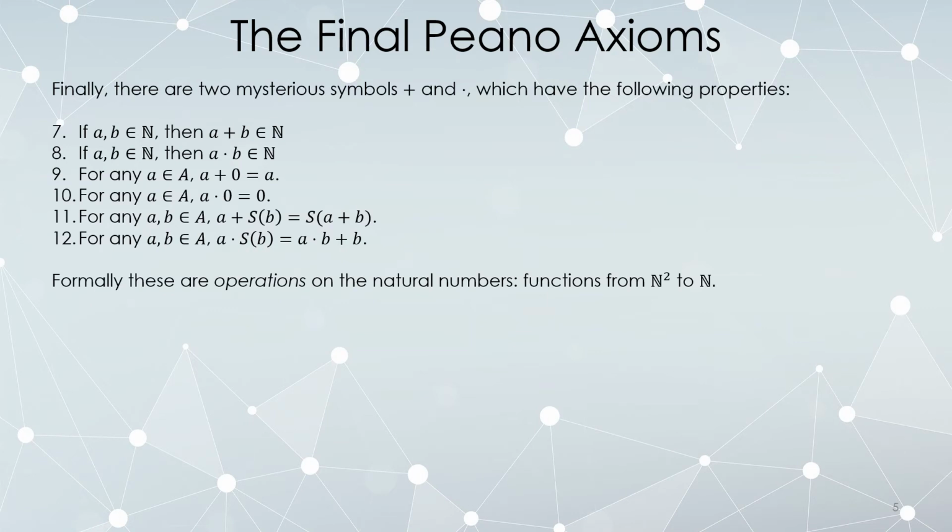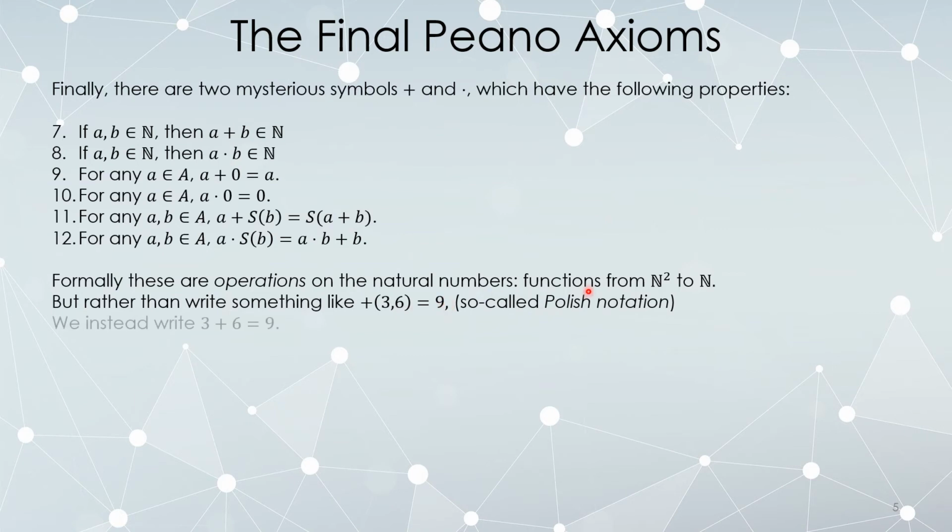Formally, what these are, they're operations on the natural numbers. They input a pair of natural numbers and output a single natural number. If I wanted to use functional notation for addition, I would do something like this. The plus function acting on the ordered pair 3, 6 should output the number 9. This is actually what's called Polish notation: plus of 3 and 6 equals 9. We instead use the more familiar notation 3 plus 6 equals 9.